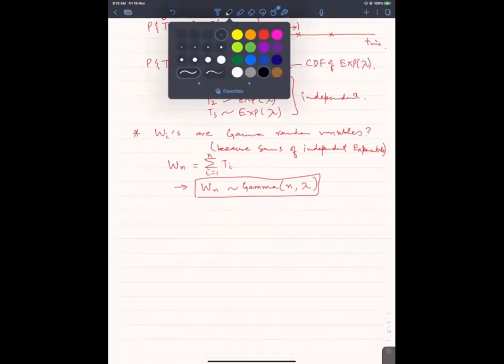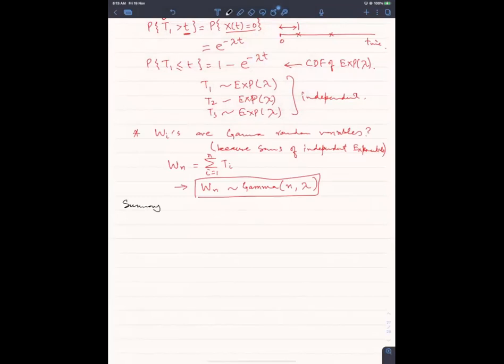So summary. How do I summarize the Poisson random process? Summary of the Poisson random process. If X of t is a Poisson random process with rate lambda, then the Tn's are exponential lambda IID, independent identically distributed, and Wn's are gamma n comma lambda. So these are interarrival times and these are waiting times.